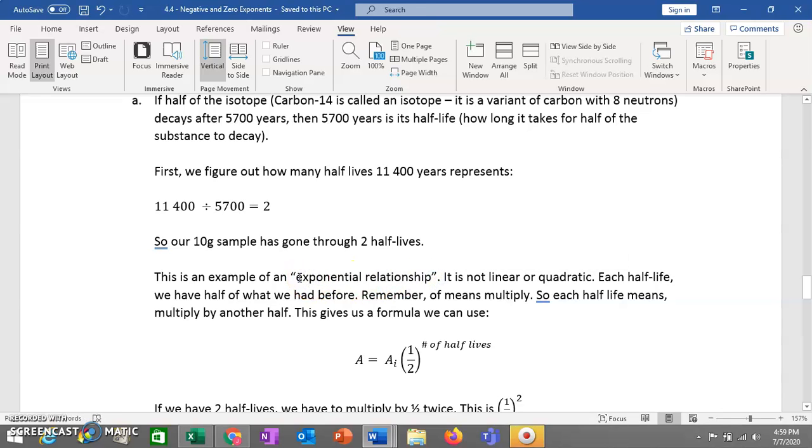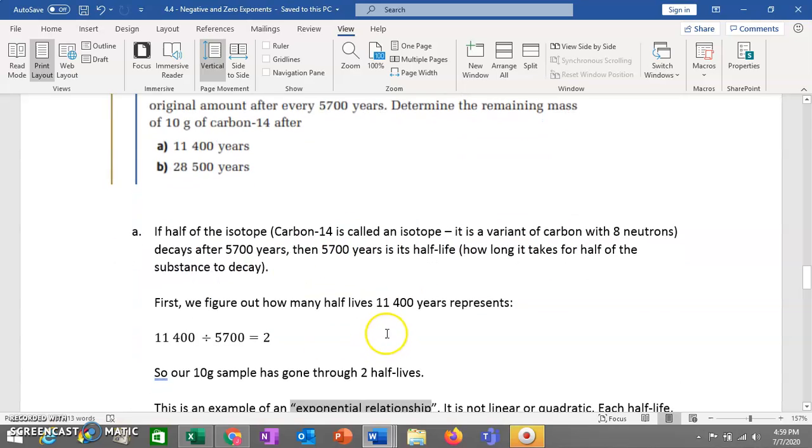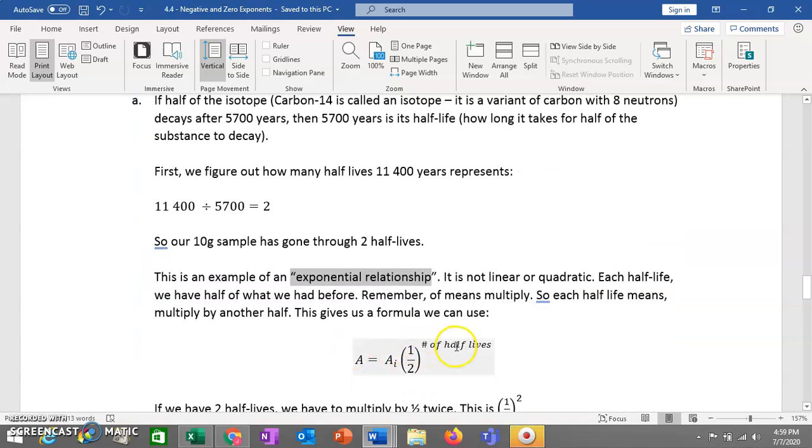You'll learn more about those later in grade 11, but for now, just as long as you can understand how this works, that should get you through all the problems that you have to cover. Okay, so you can just use this formula here. By the way, when we say exponential, it's not linear, it's not quadratic, it is something different.